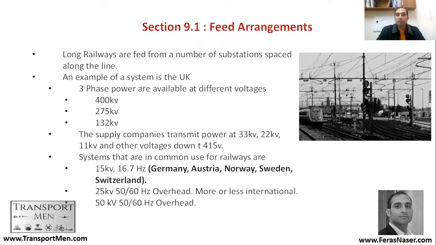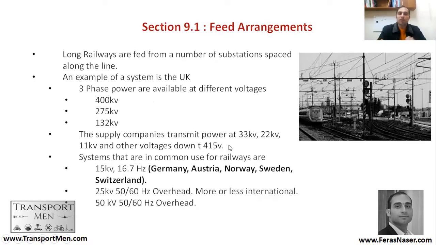So section number 9.1, feed arrangements. Long railways are fed from a number of substations spaced along the line. An example of a system is the UK, where you have three-phase power available at different voltages. Maybe you get this through your substations, 400 kV, 275 kV, 132 kV. You need to understand at what voltage the supply companies transmit power. So, for example, let's assume they supply voltage at 33 kV, 22 kV, 11 kV, and other voltages down to 415.